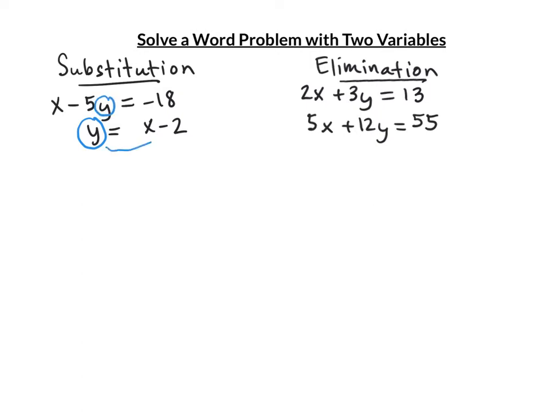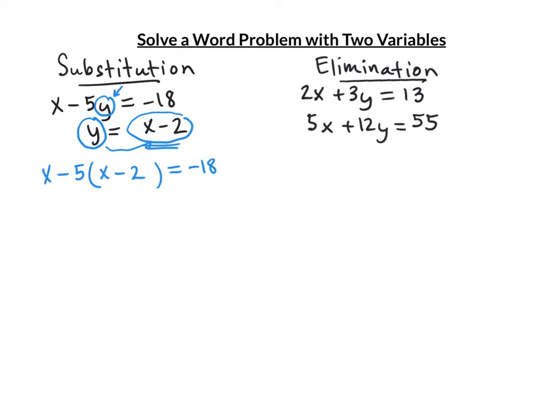Y is the same thing as x minus 2, which means we can replace y in that other equation with x minus 2. The first equation then becomes x minus 5. You need parentheses because this is y right here, and you're going to replace it with more than one thing. Y is equal to x minus 2. I'm going to replace y with x minus 2 in the first equation, and that equals negative 18.